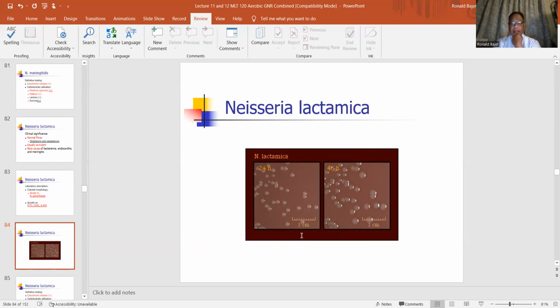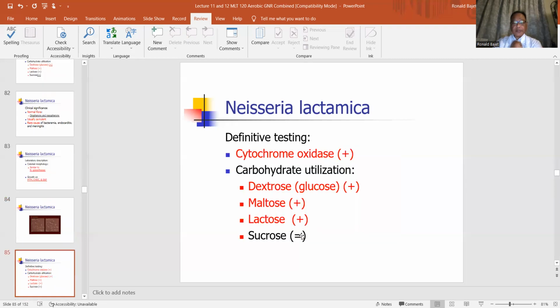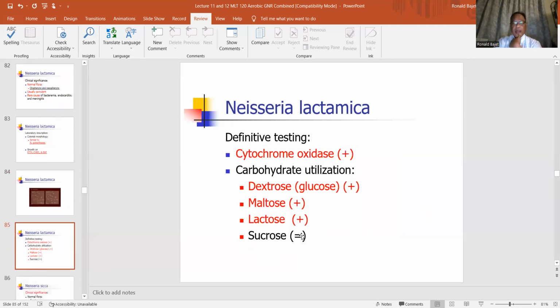If you can point out any colony characteristics that are different from Neisseria meningitidis and gonorrhoeae, let me know, because there are no differences. All right, carbohydrates: glucose is for gonorrhoeae, maltose is for meningitidis, and lactose positive is for lactamica. So there's a pattern there.